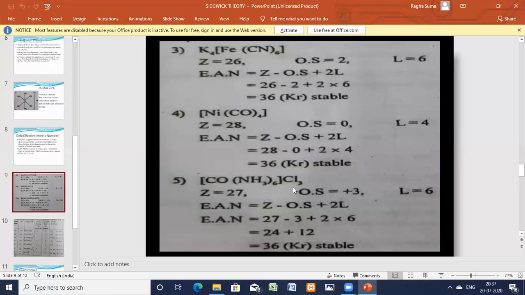For the nickel, this is the nearest inert gas. Here for the iron, this is the nearest inert gas. Now let us go for the next complex. Here it is a typing mistake.